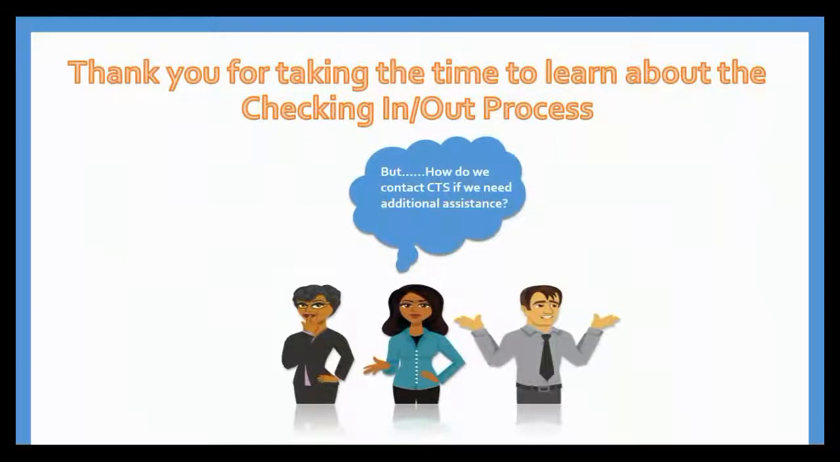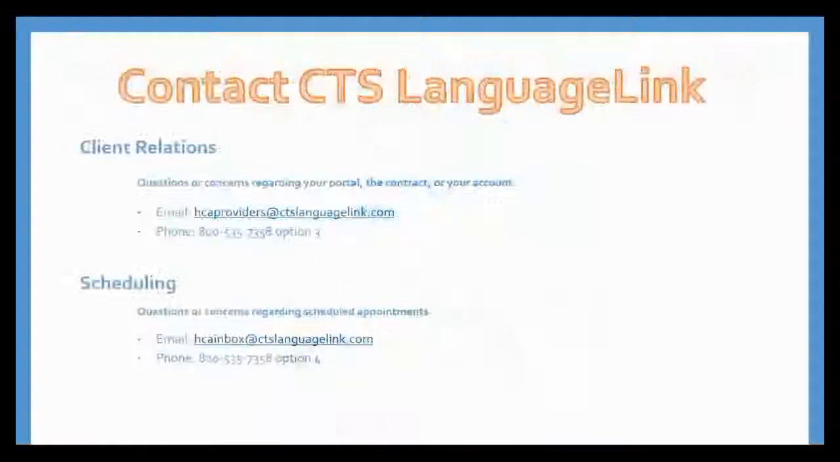Thank you for taking the time to learn about your portal, but who can you contact if you need additional assistance? For any questions or concerns regarding your portal, the contract, or your account, please contact Client Relations at hcaproviders@ctslanguagelink.com or give us a call at 1-800-535-7358, option 3. For any questions or concerns regarding scheduled appointments, you can contact our scheduling department at hcainbox@ctslanguagelink.com or by phone at 1-800-535-7358, option 4.